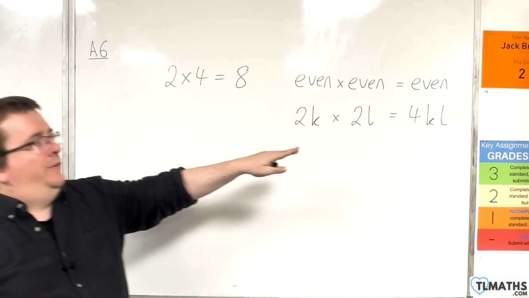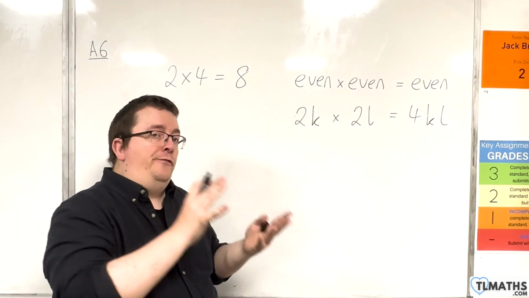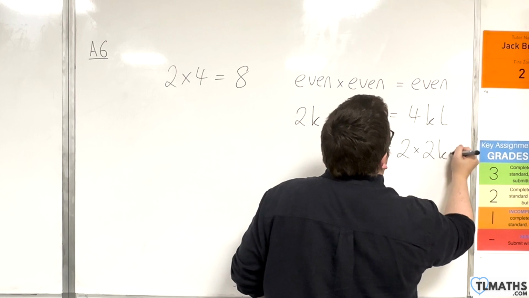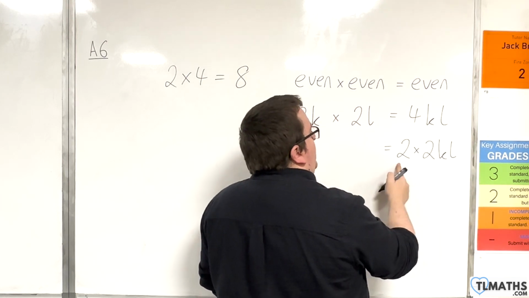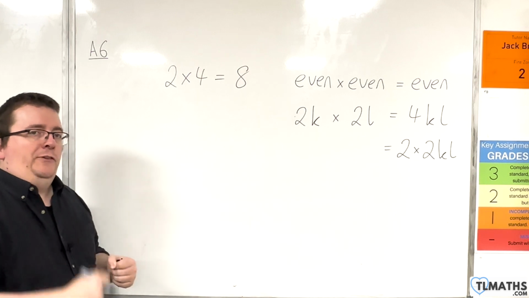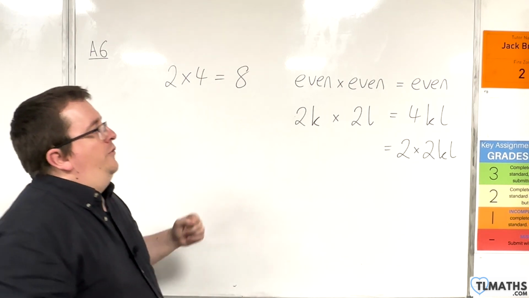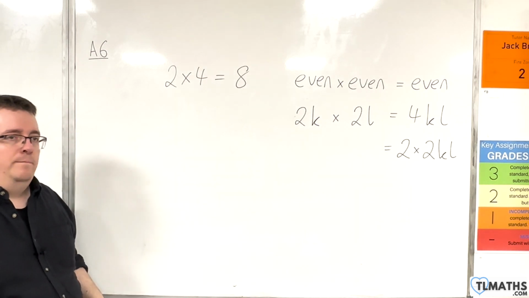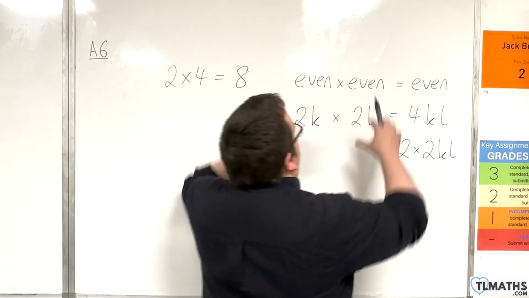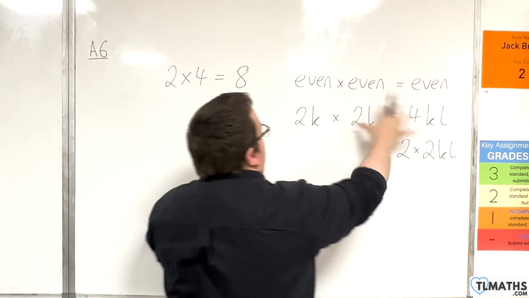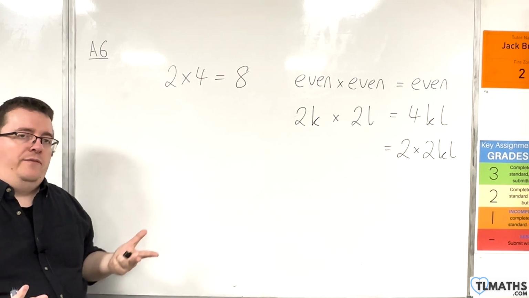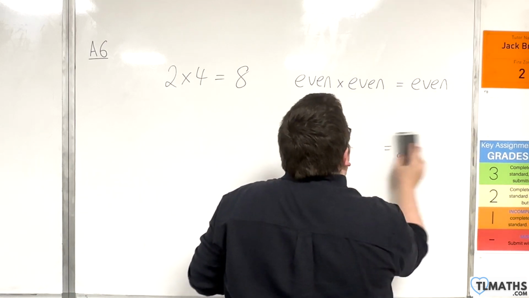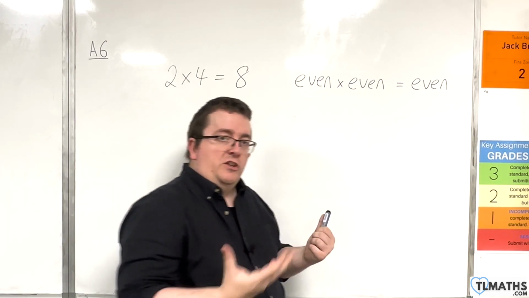And what's important is that the 4KL has a factor of 2, because I can write that as 2 lots of 2KL. So clearly, because it has that factor of 2, it has to be even. Okay? So this can be proved in general using a similar argument to that. So really what we want to know, we need to know that, and we need to be able to prove that if necessary.